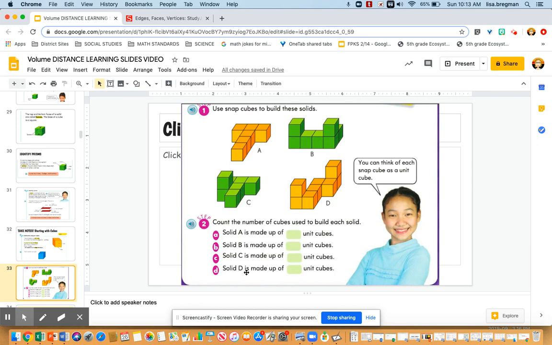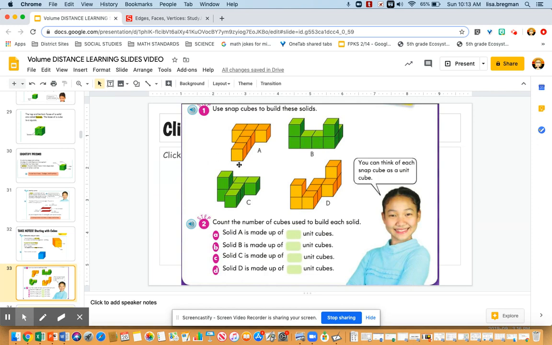Now this is where the fun begins. So when we do our volume, there are different strategies. Today we're going to start with strategy 1, which is just counting cubes, and then that tells us the volume. And these are irregular solids, meaning that they are irregularly shaped. They are not shaped like a perfect cube or a perfect rectangular prism.